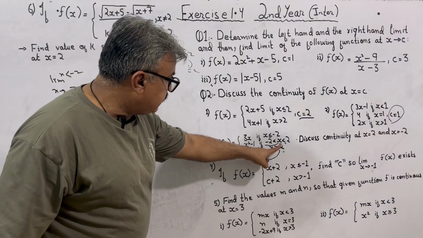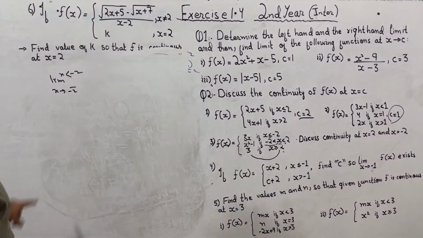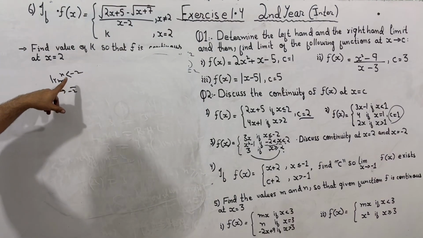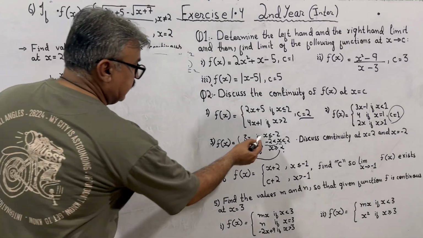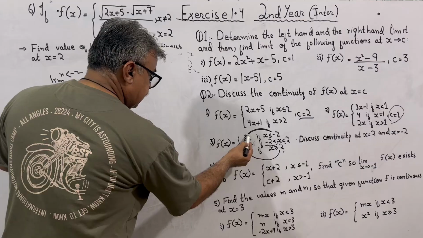Minus 2 is less than or equal to x means x is greater than or equal to minus 2. We have to take the left hand limit, so x must be less than or equal to minus 2. That is the interval: x less than or equal to minus 2.